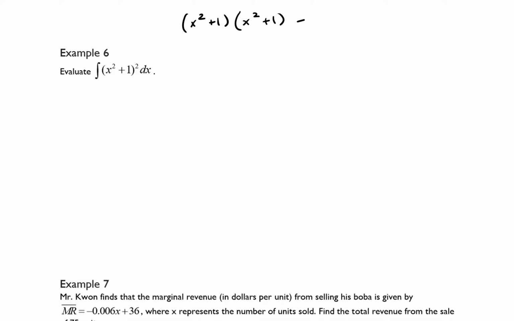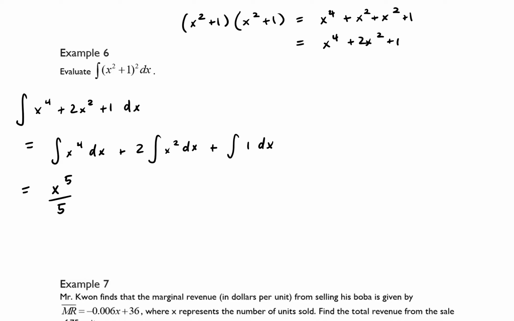So that integral is equal to the integral of x to the fourth plus 2x squared plus 1 dx. And then if we use the properties from the table, we'll get the integral of x to the fourth dx plus 2 times the integral of x squared dx plus the integral of 1 dx. And this will equal x to the fifth over 5. I'm going to save the constant for the end. So I could put them for each individual integral, but I'll just save it to the end.